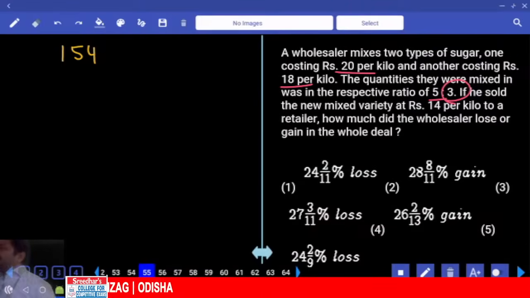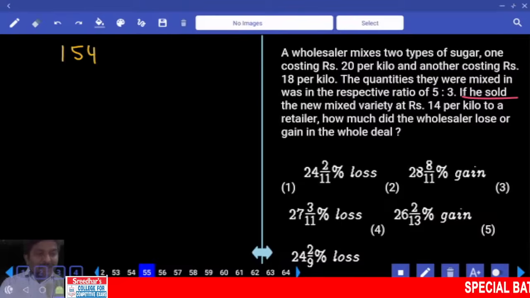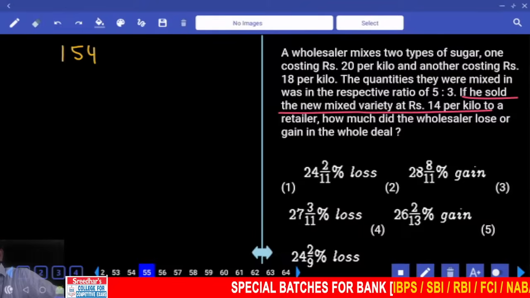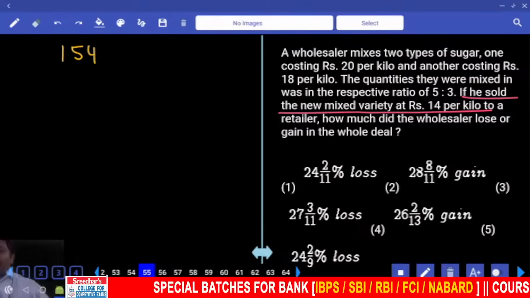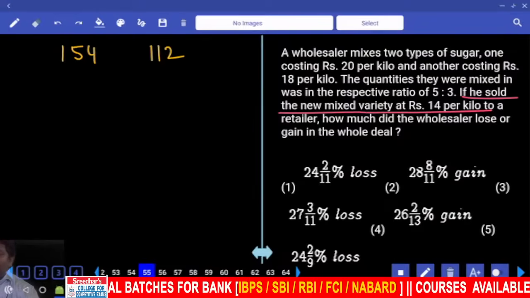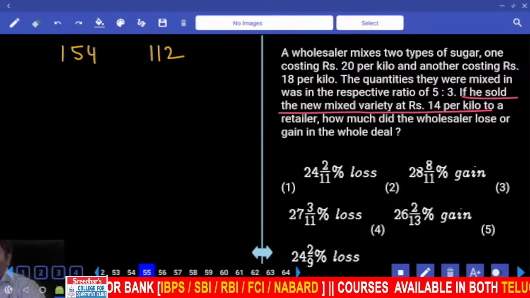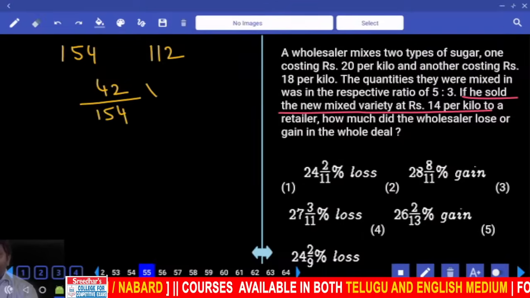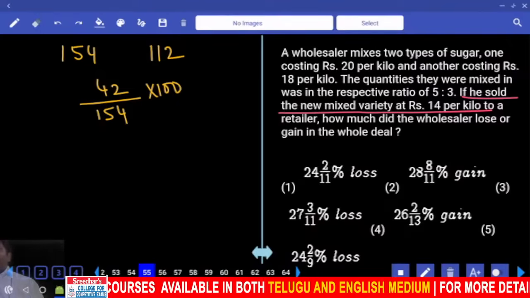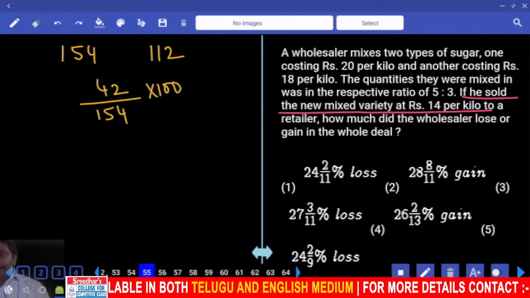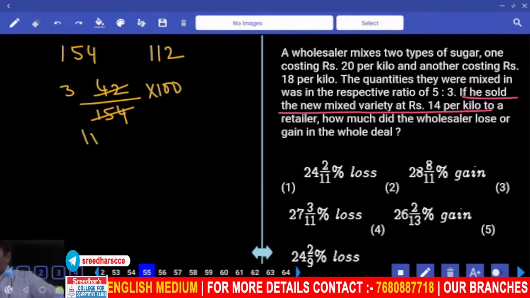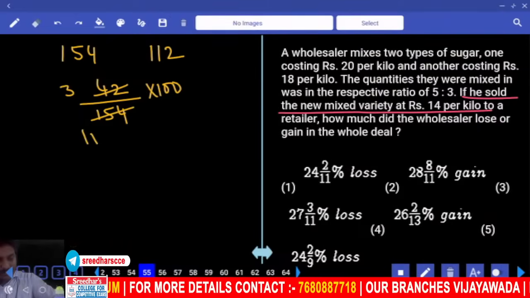How many kgs do you have now? 8 kgs. And now, if you sell the new mixed variety at 14 rupees per kilo, per kg you are selling it at 14 rupees. Like that, how many kgs do you have? 8 kgs. 8 into 14. How much amount do you get? 112. Do you have profit or loss? Loss. How much? 42 rupees, from 154, percentage into 100. Is it clear? 14 3 times, 14 11 times. What denominator did we get? 11. Go to options.